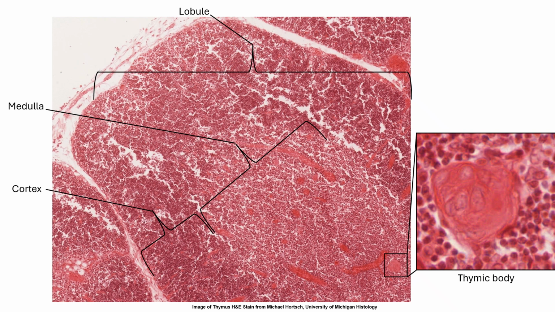Thymic bodies are the most distinctive histological feature of the thymus. Thymic bodies are concentric, layered aggregates of keratinized epithelial cells in the medulla.